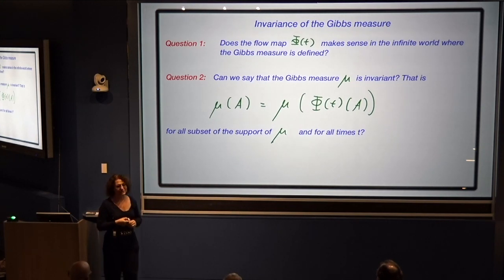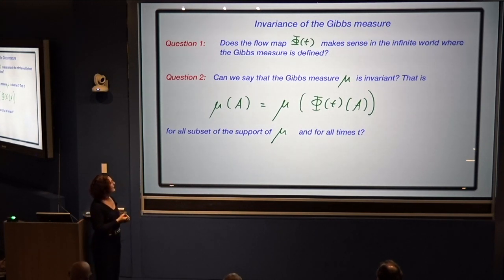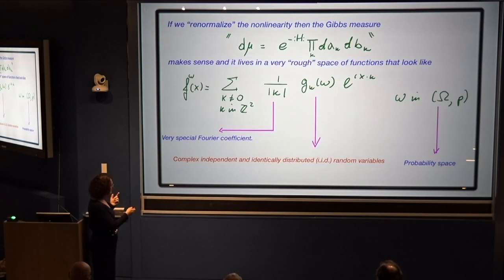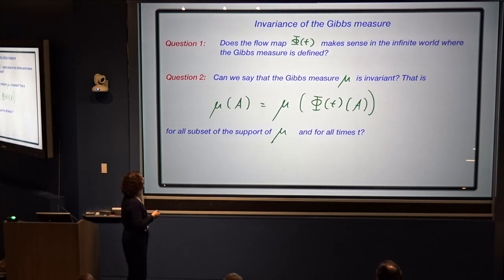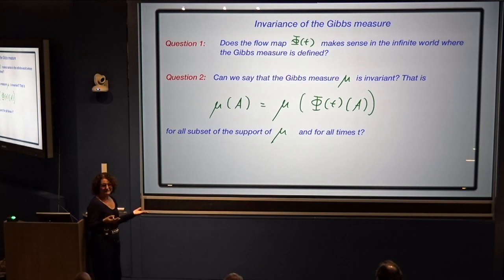And also for this question, one would like to ask whether the flow keeps the measure invariant. That's the Gibbs measure. And first of all, does the flow exist? If you go back, this f(omega) that I defined here is very rough. In fact, it's, if you want, in the Sobolev space H to the minus epsilon. And so we don't even know if the flow exists. Strichartz estimates actually do not work here. You need more regularity than that. And then after you make sense of the flow, then you ask whether you have the invariance.